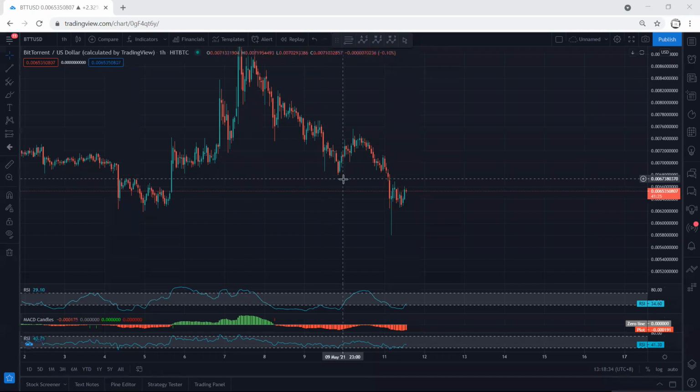Then I will have the entry above this, which is around 0.00671. Again, we cannot consider this one a reversal. Even if this one gives me one more drop, it's not a trade setup, but I will take the trade. I will put my entry here, because in terms of risk and reward, if I get the trade, it can give me a really good risk and reward.